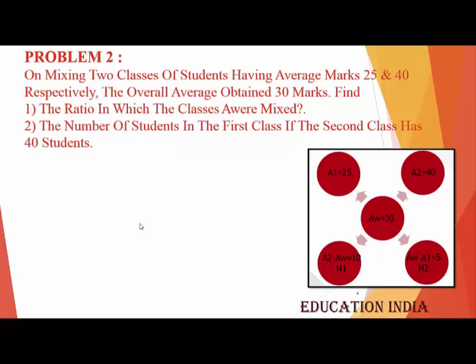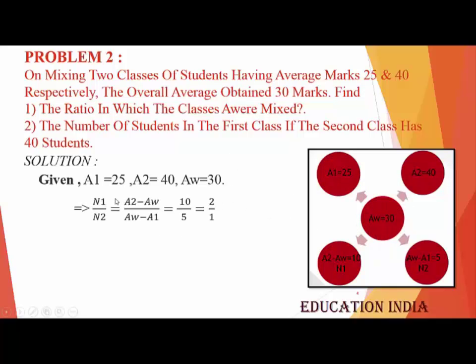Firstly, we will be drawing the pictorial representation of the data. As given in the question, we have A1 as 25, A2 as 40, and the weighted average of the class as 30. Using equation number 2, that's N1 upon N2 equals the difference of A2 and AW with AW and A1. So AW minus A1 is 5, and A2 minus AW is 10. So the ratio in which the classes were mixed turns out to be 2:1.